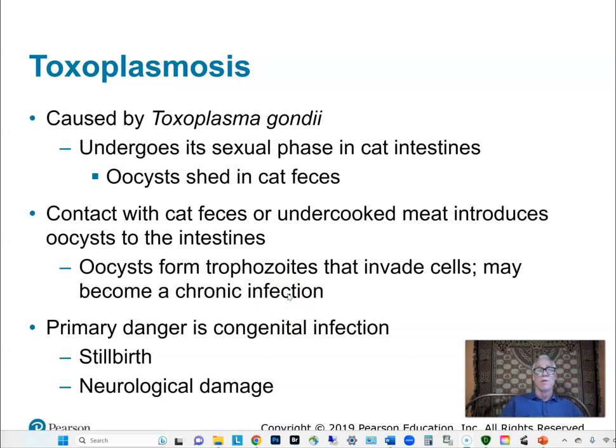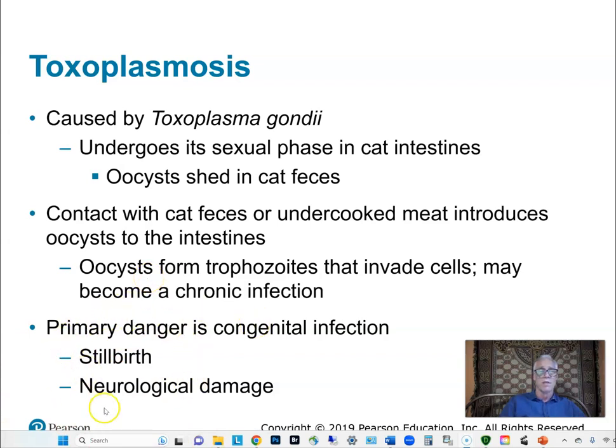The biggest problem with Toxoplasma gondii, as we've mentioned before, is the congenital infection. It can cross the placenta and get into the fetus and cause severe neurological damage or stillbirth. So something like, as we saw in a previous slide, almost half of the human population has been affected by Toxoplasma gondii. So it's not a severe, horrible disease, or something would be made of that situation.